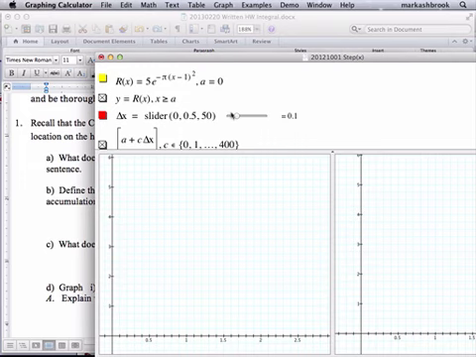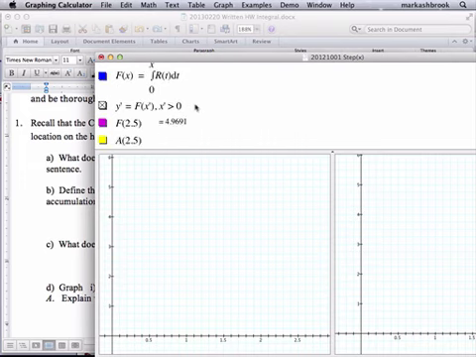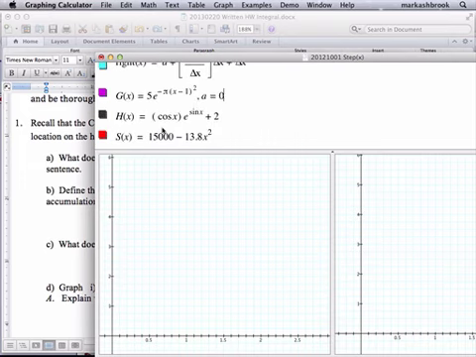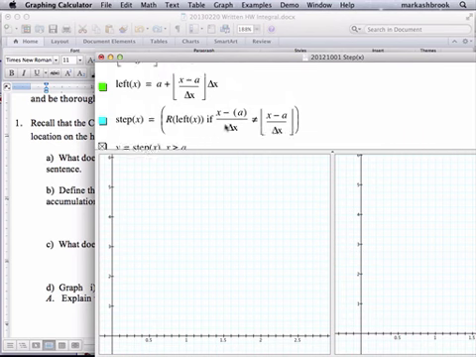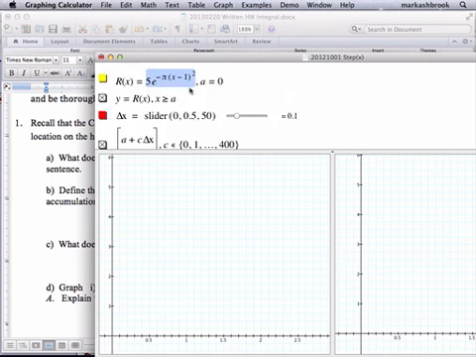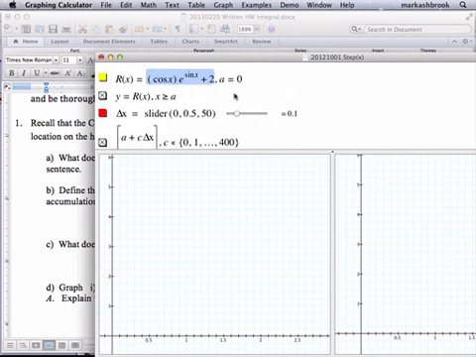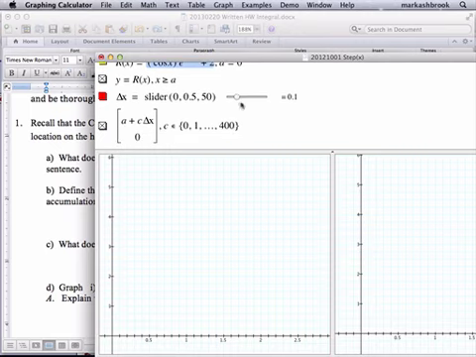My function is all whacked out. So. Okay, so here's our rate. So that's our rate function, and we want to set delta x to 0.1, and here we'll just graph the rate function.